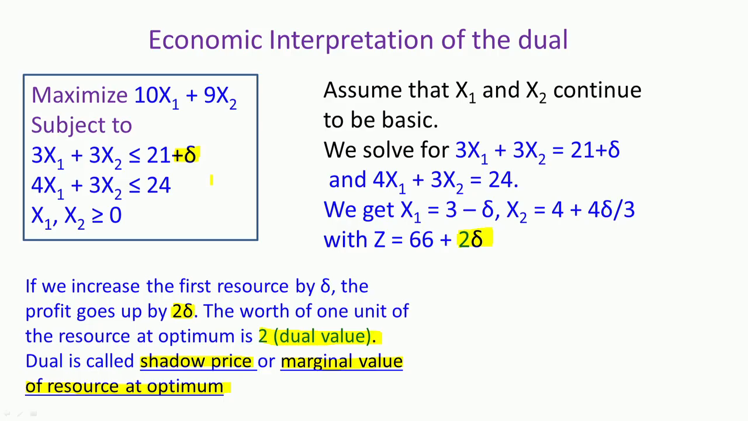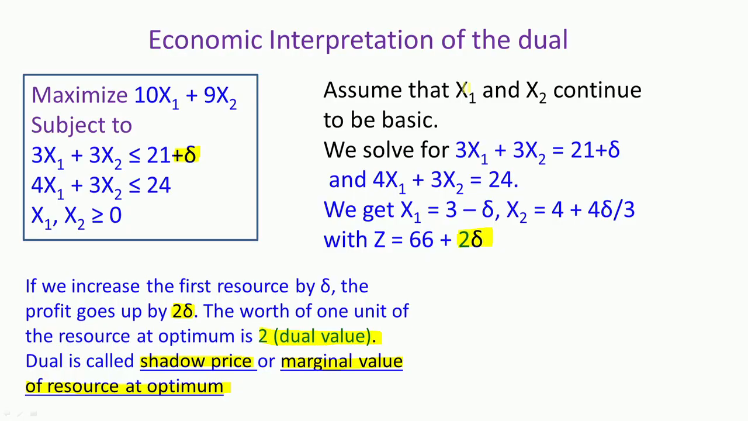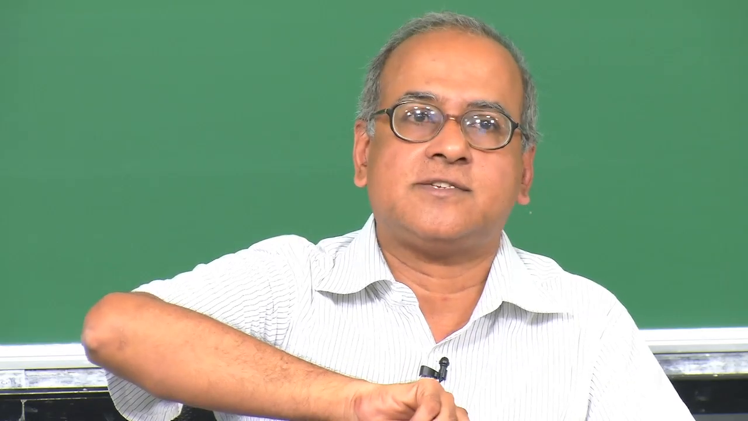The answer is no, because as we keep on increasing this delta quantity, at some point the basis will change. That is the reason when we started we said assume that x1 and x2 continue to be basic. At some point as we keep adding these deltas, the basis will change, and therefore this proportionality will not hold, and it will result in a new dual solution, and then the interpretation has to happen for that new dual solution.